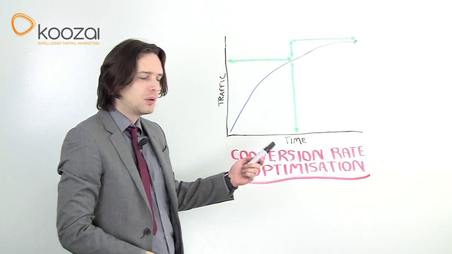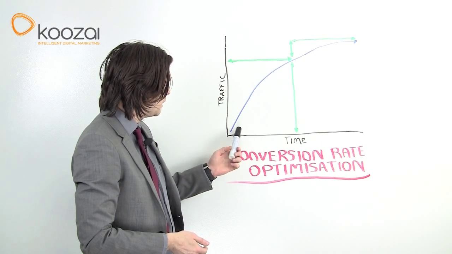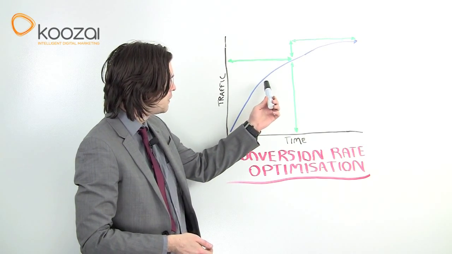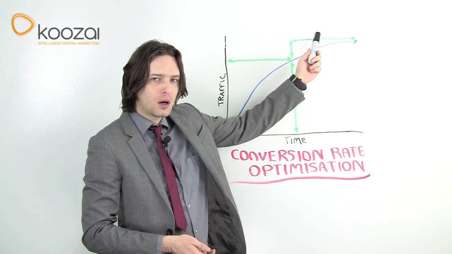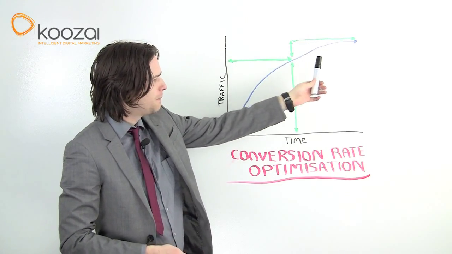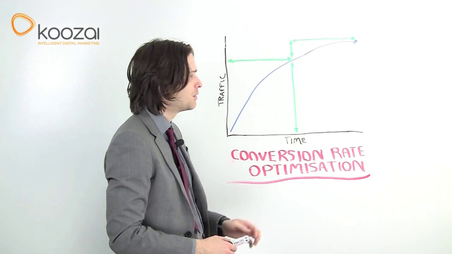To give you an example, I mean, this isn't going to be the case for every website, obviously. In the initial phases of a website, you're going to see a relatively sharp increase in traffic. As time goes on, traffic goes higher and higher, it's going to plateau slightly. And this is the time at which conversion rate optimization really comes into its own.